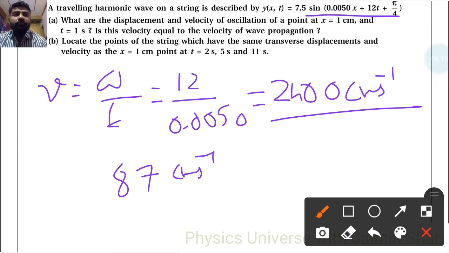Now you can also find this for x = 1 centimeter with t = 2 seconds, t = 5 seconds, and t = 11 seconds. In a similar manner, you can also find y for all this data.